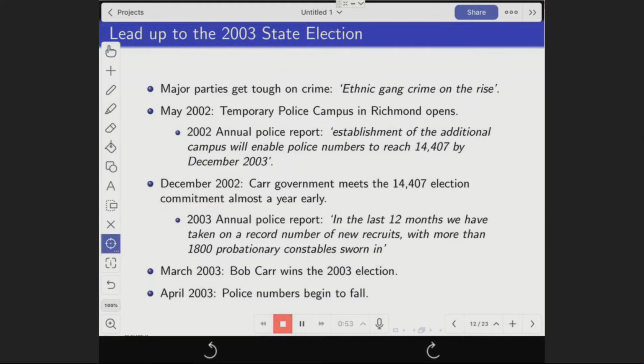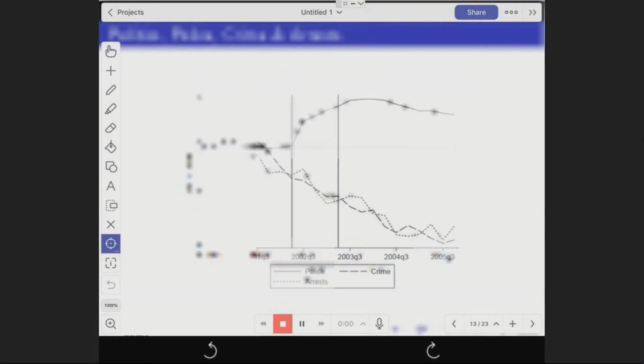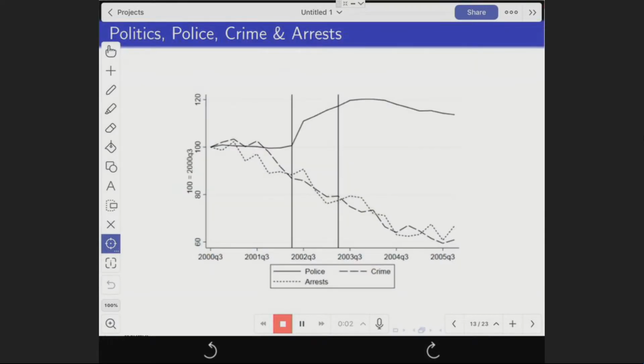And then in March 2003, Bob Carr wins the election. And then the next month, police numbers begin to fall. Now, they don't fall super fast, but they do begin to drop. And that's what you can see here. Now, the lag is going to be annoying here, so bear with me.